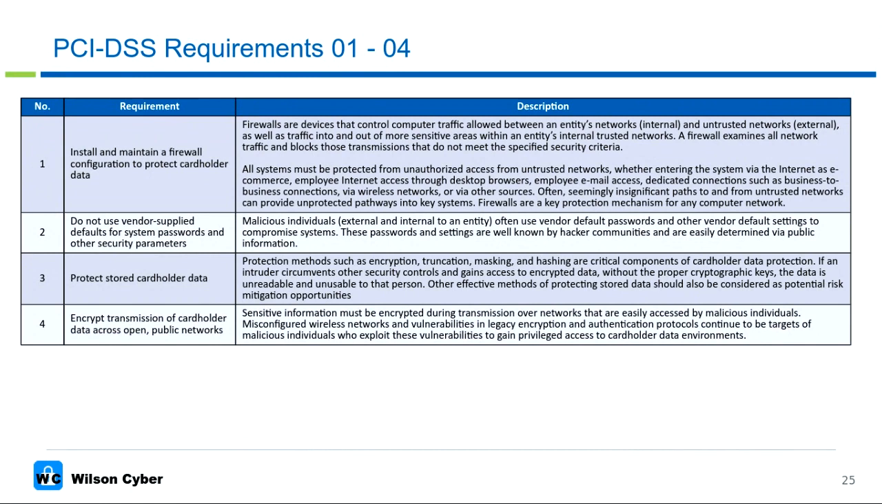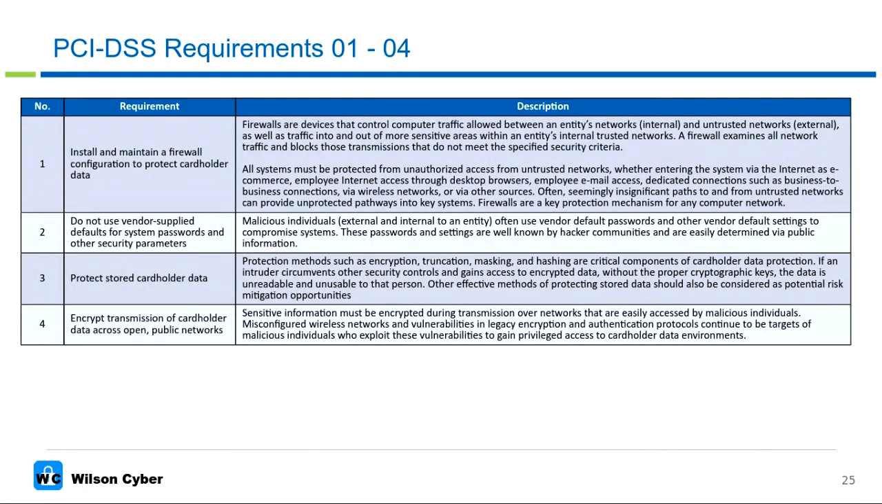Requirement number 3 is to protect stored cardholder data. And remember, PCI is focused on cardholder data. So if you want to use the PCI security controls, you can substitute the words enterprise data or critical data for cardholder data, and the same security controls would apply. Protection methods such as encryption, truncation, masking, and hashing are critical components of cardholder data protection. If an intruder circumvents other security controls and gains access to encrypted data, without the proper cryptographic keys, the data is unreadable and unusable to that person. Other effective methods of protecting stored data should be considered as potential risk mitigation opportunities.